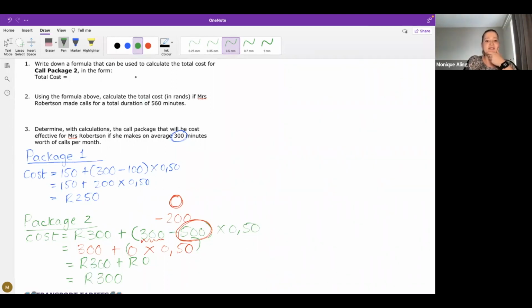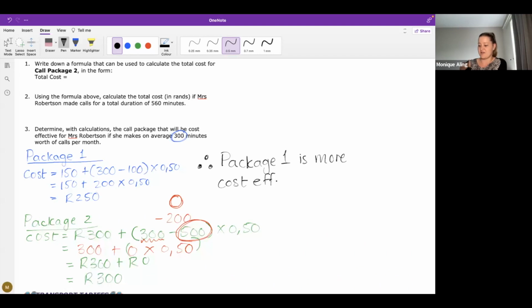So based on this, which one is the most cost effective for Mrs. Robertson? It's package one. So remember, we need to actually answer the question and say, package one is the most cost effective. Yes. Good. Thank you so much. Well done. That was a brilliant answer.